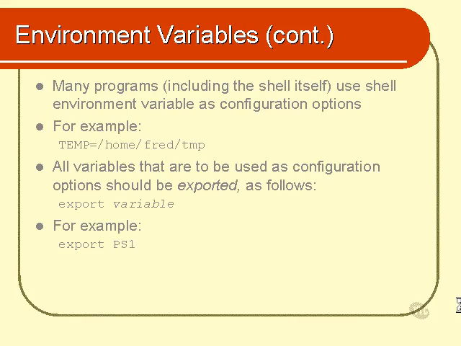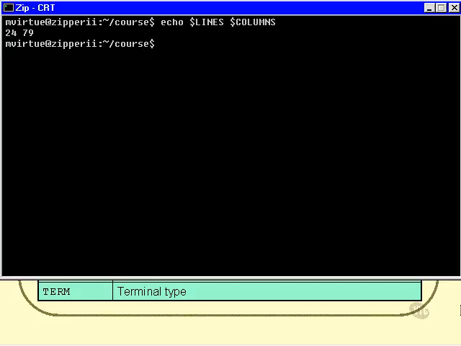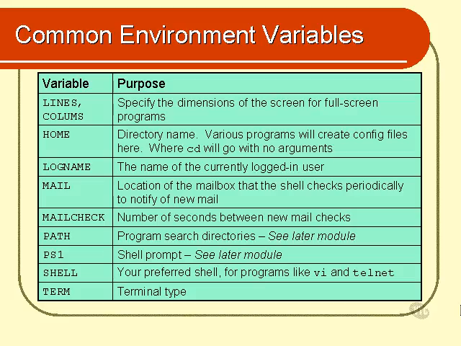I'll now show you a few common environment variables that you might find being used on a regular basis in your shell and other programs. I'll just go through them quickly. Lines and columns are two environment variables that contain the number of lines and the number of columns on your current terminal. Let's have a look at the values of both of those. And you can see that I've just echoed the values, both of them out, and I have 24 lines and 79 columns.